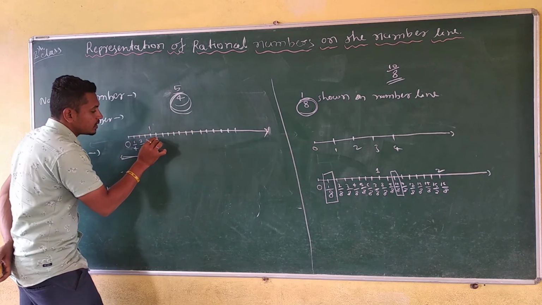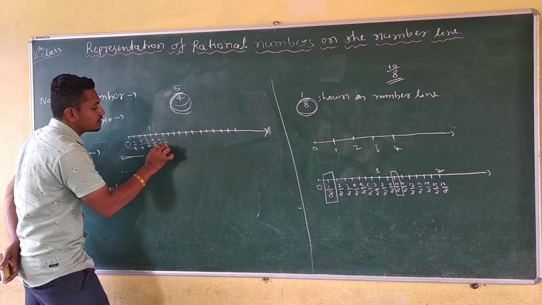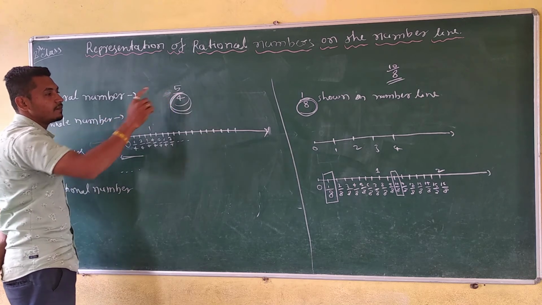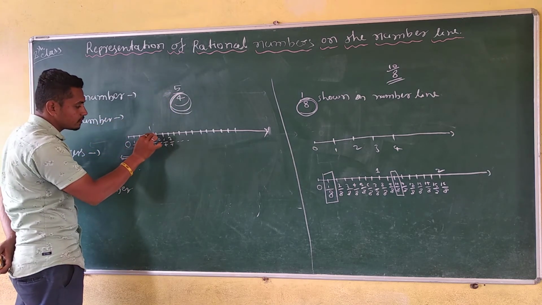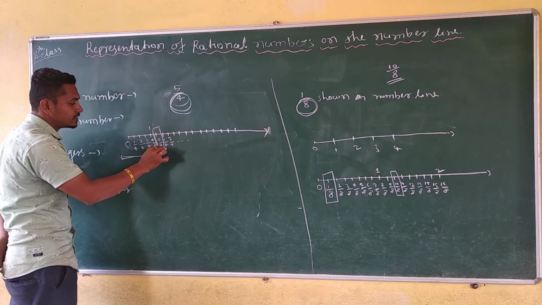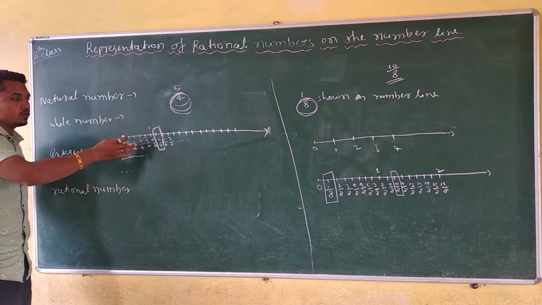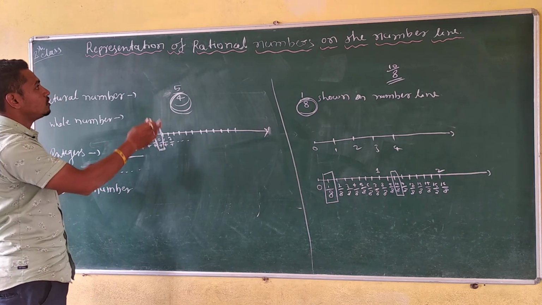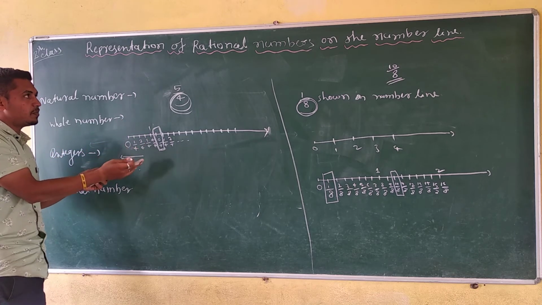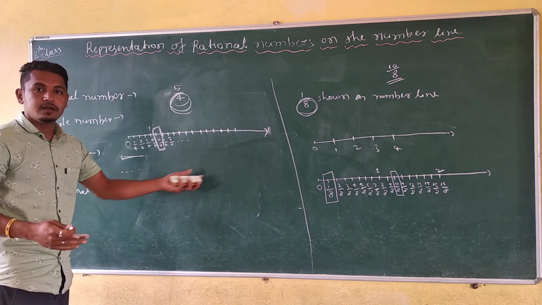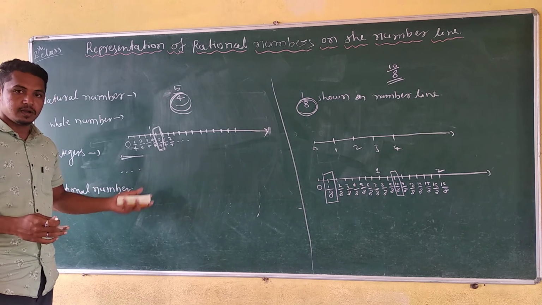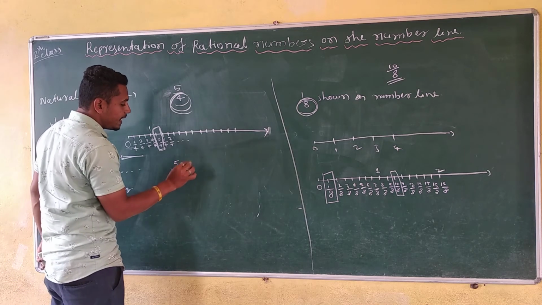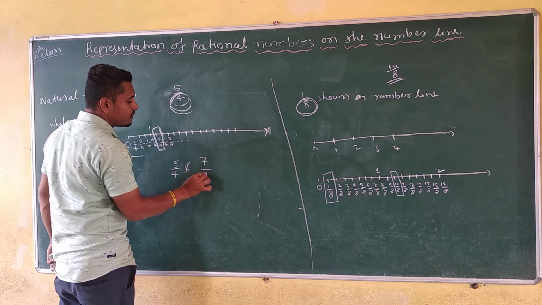Next, continuing: 5 divided by 4, 6 divided by 4, 7 divided by 4, and so on. Now see here, where is 5 divided by 4? This is our rational number, and now you can show it on the number line. Is it right? Like that, you have to represent the rational numbers on the number line.